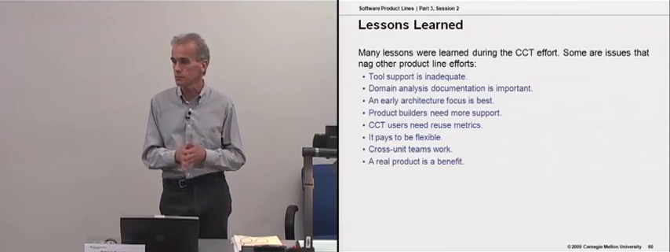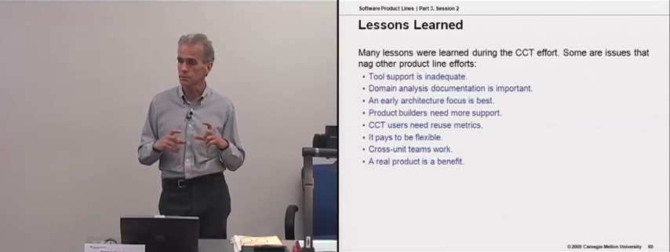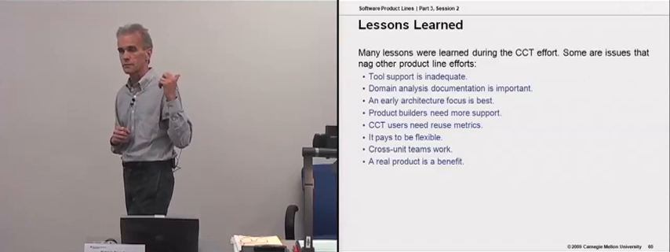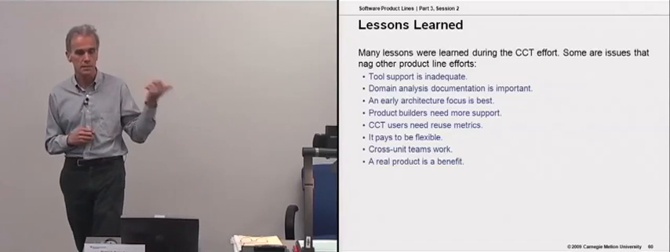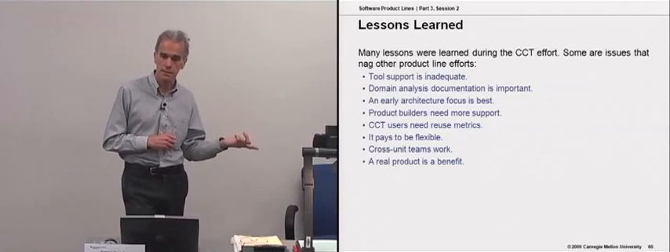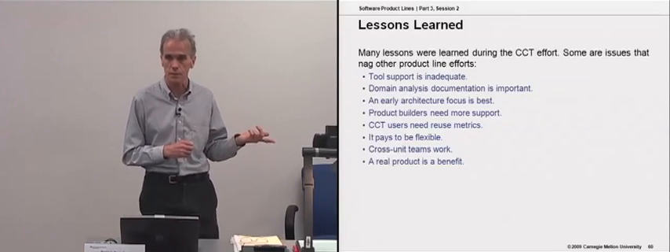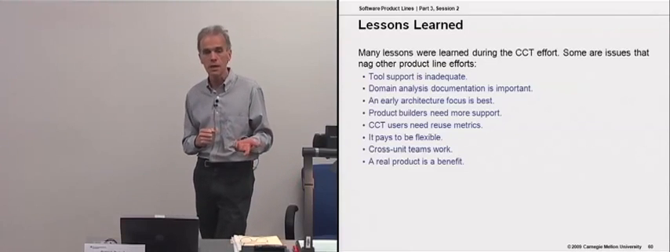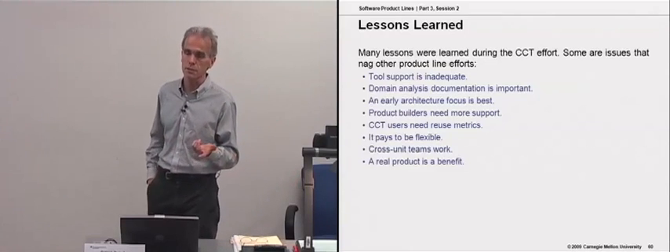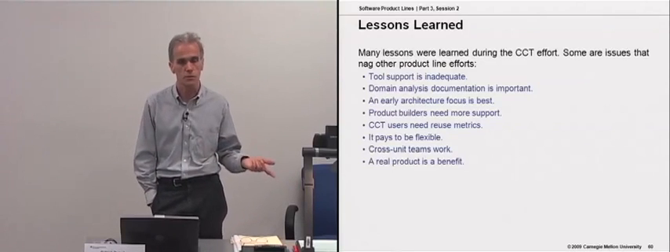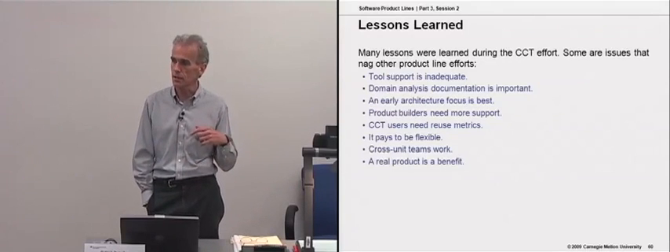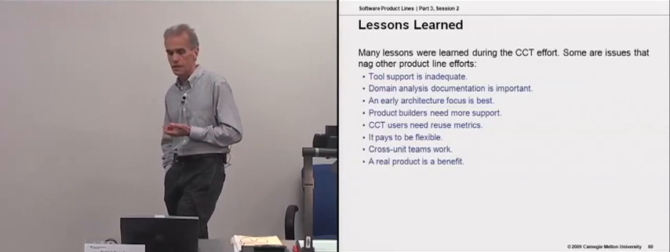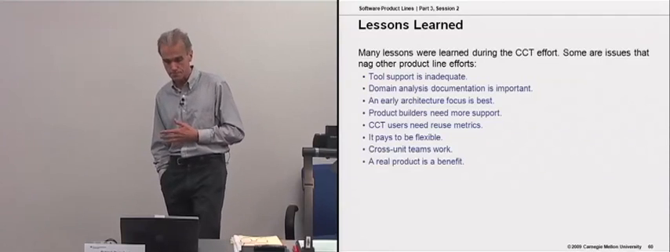Cross-unit teams really do work. So in addition to the internal teams within the Raytheon organization, they had people from the government office, they had CETA contractors, they had the SEI, they had the Aerospace Corporation, they had representatives from Spacecraft C2, and they had some people from other potential projects within the NRO. So lots of stakeholders with an interest in the outcome of the CCT product line.